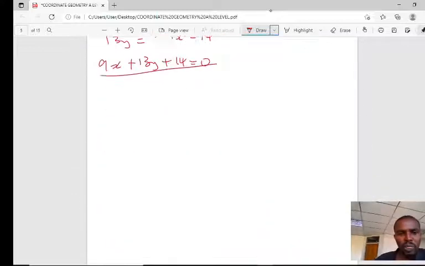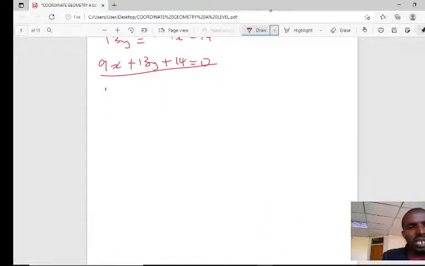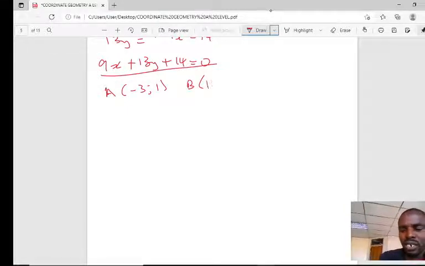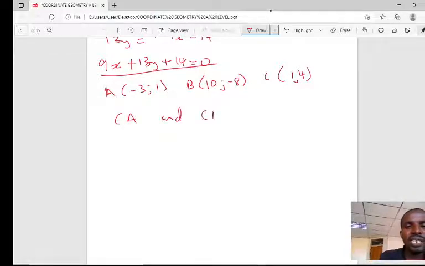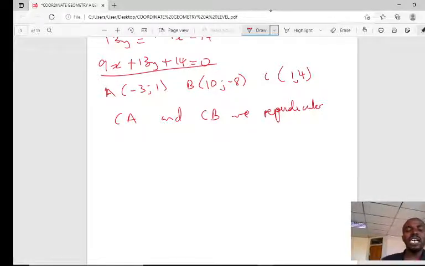Right, let me bring down the points here. So A is the point minus 3, 1. B is the point 10, minus 8. C is the point 1, 4. So I want to show that CA and CB are perpendicular. So to show that the two lines are perpendicular, you have to find their gradients. Then multiply, you must get minus 1.